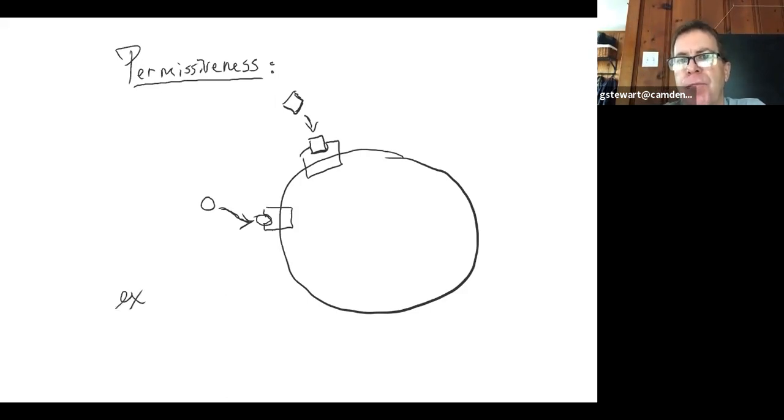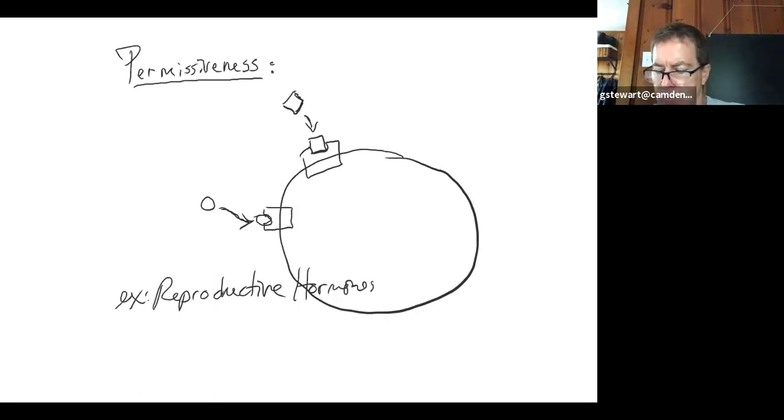Classic example, these definitions, by the way, are in your book. Classic example are reproductive hormones and thyroid hormone.